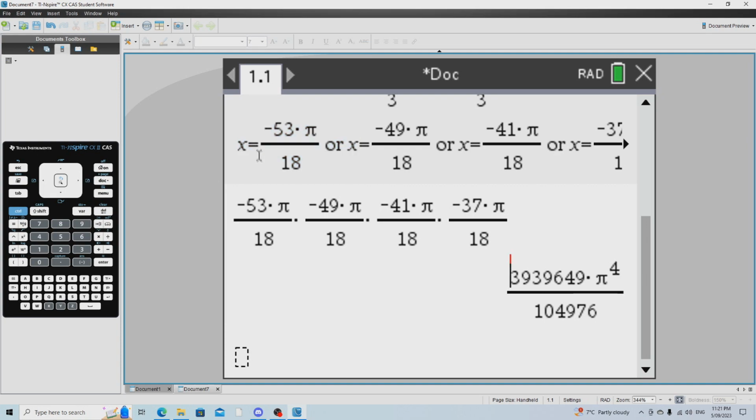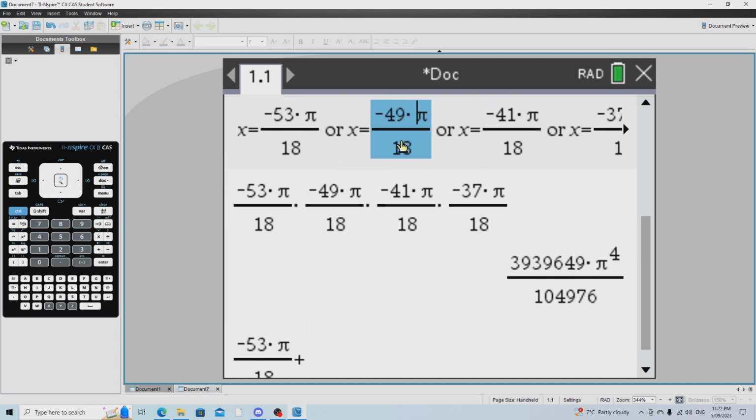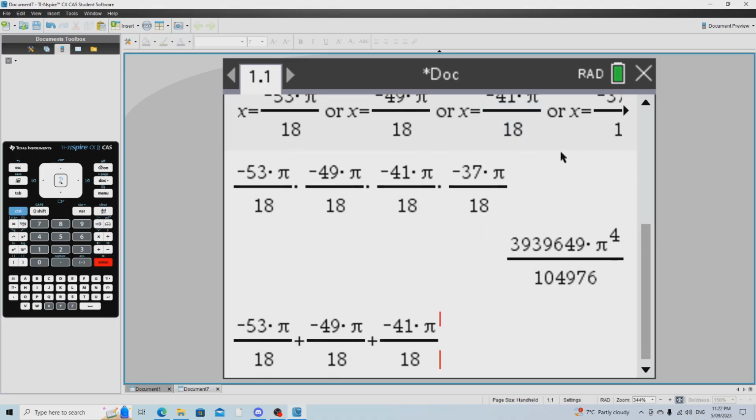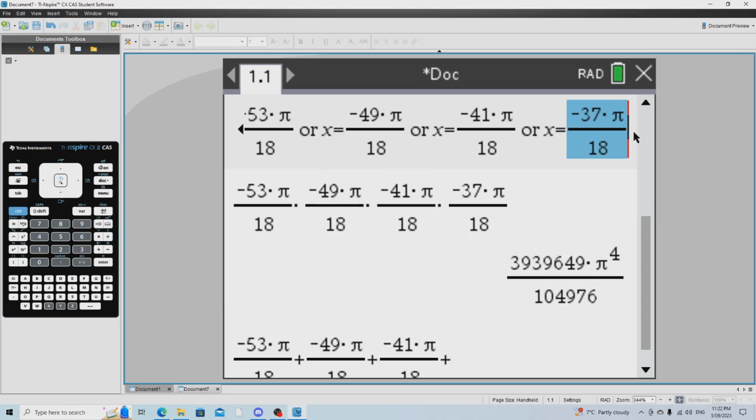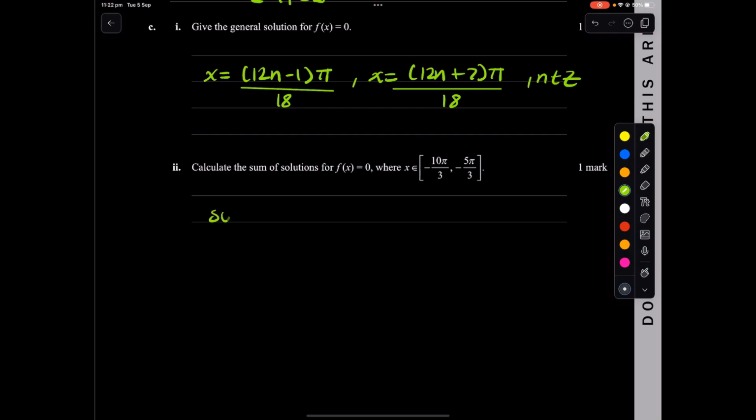Okay, so what I'm going to do is I'm going to take this first one here and add it. I'm going to take this one over here and add it. I'm going to take this one over here and add it. And I'll take this one over here and add it. So the sum is negative 10 pi.